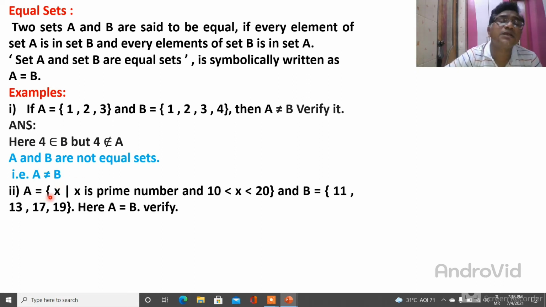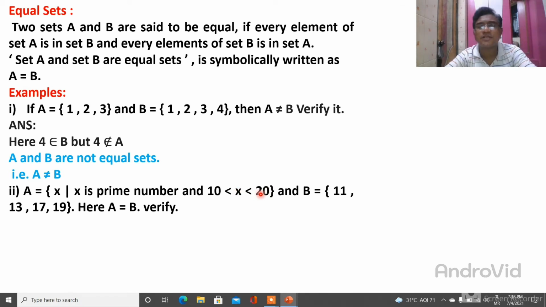Then A is the set of x. See, this is the A set. A is the set of x such that x is a prime number and 10 is smaller than x and x is smaller than 20.